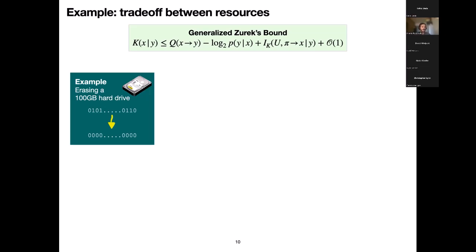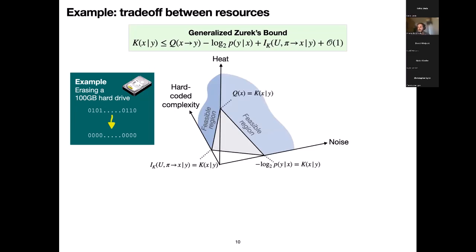What can we say about this single instance computation, in which we map a single initial state to a single final state? Well, the bound tells us that there's this space of physical processes, and there's a feasible region, defined by the sum of these resources, the noise, the heat, and the hard-coded complexity, that can't be suppressed. But we can imagine different strategies for saturating the bound. And I'm going to illustrate the three corners of the feasible region.